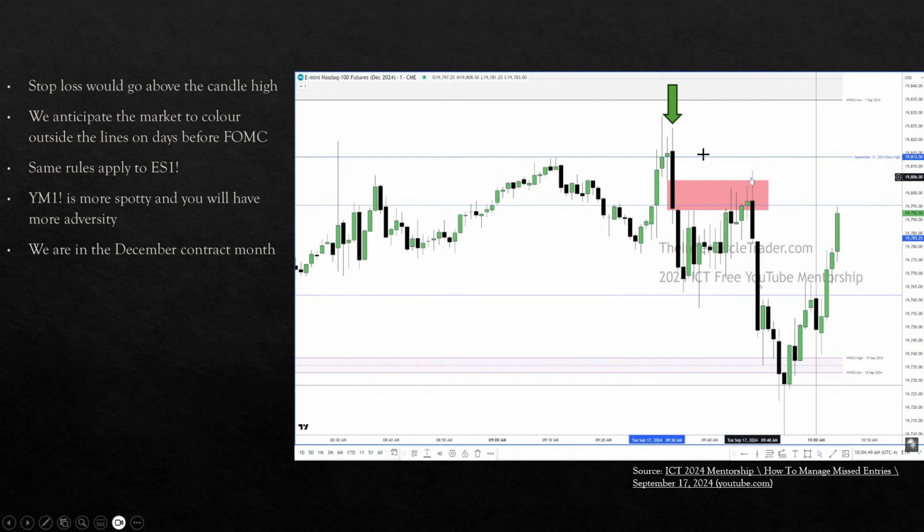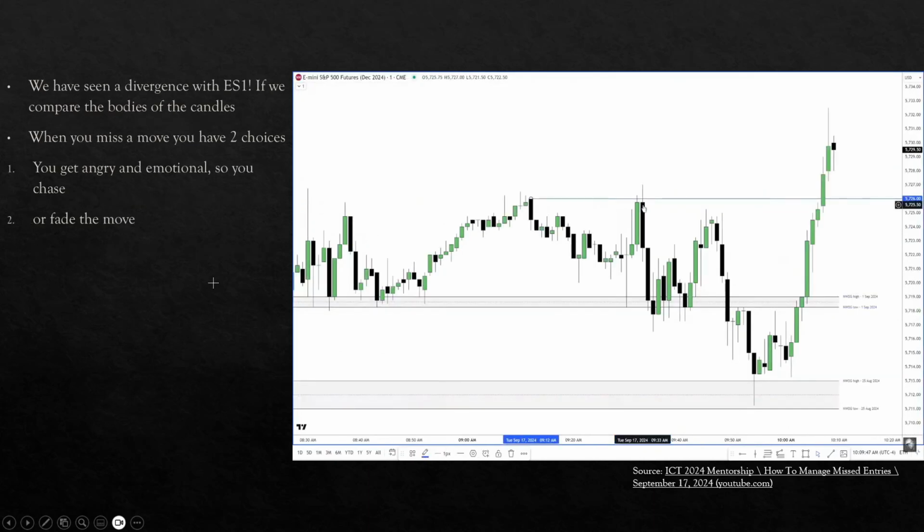Stop loss would go above the second candle's high, and we anticipate the market to color outside the lines again, as said already, on days before FOMC and CPI and NFP, all these major news events. Same rule, you can apply this model to ES. YM is more spotty and you will have more adversities because it usually tends to wick around. And ICT mentions that we're in the December contract month.